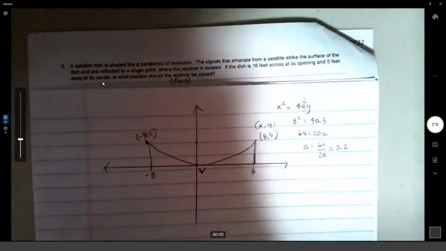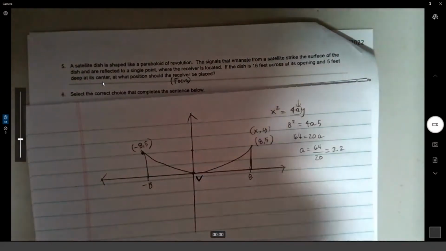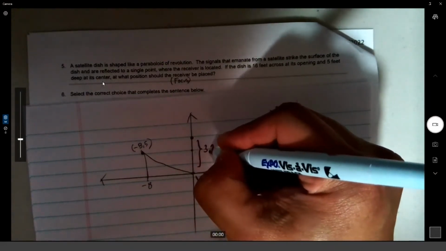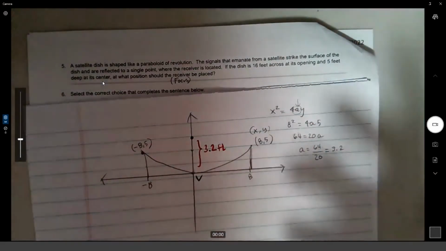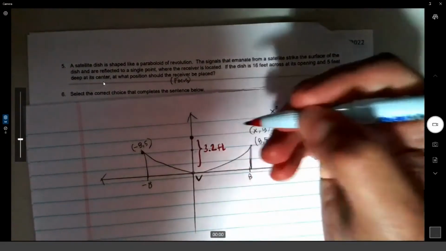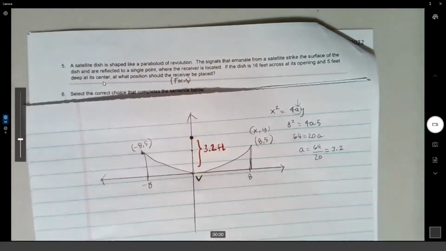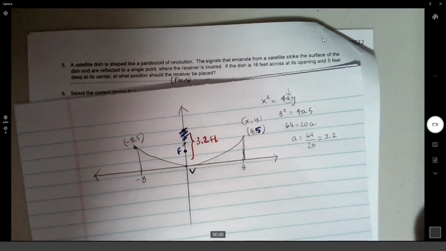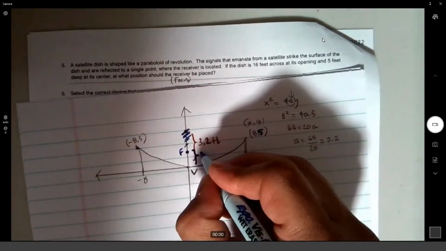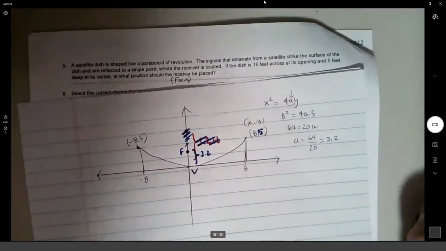So the focus of this parabola is 3.2 units away, or 3.2 feet above the vertex. So this is where the receiver should be placed. The receiver should be placed 3.2 feet above the vertex. All the way up here is 5, so that looks like 3.2. Right.